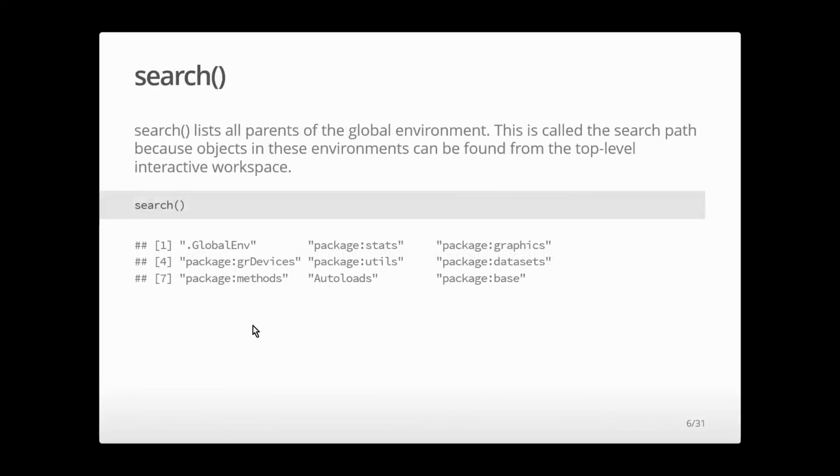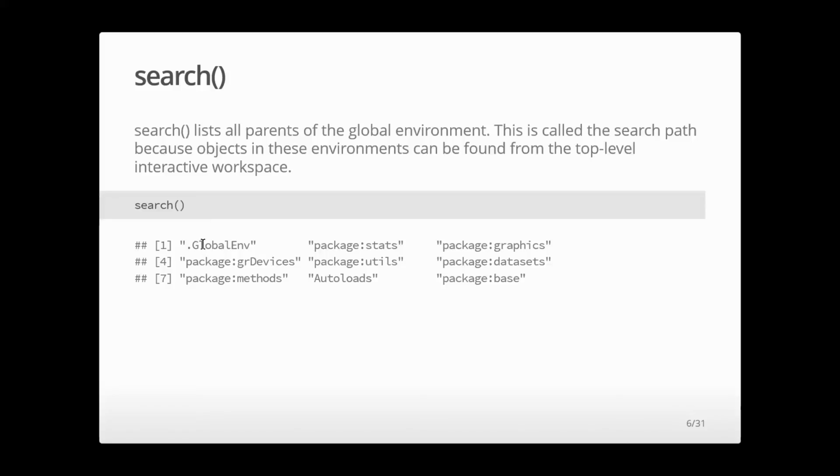Search lists all of the parents of the global environment. This is called the search path. If you type search into R right now, it'll probably start off with global environment, and then it'll say package stats, or maybe something like tools RStudio or something like that. Or if you've loaded any libraries, those will appear in there.